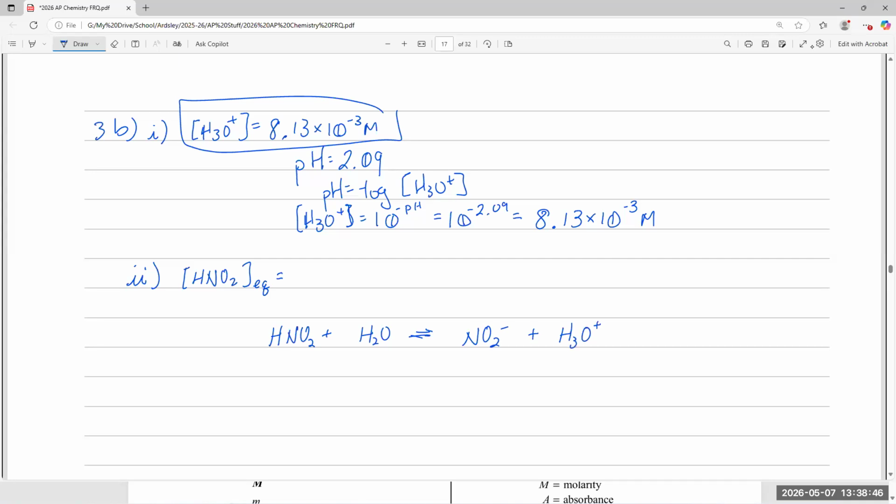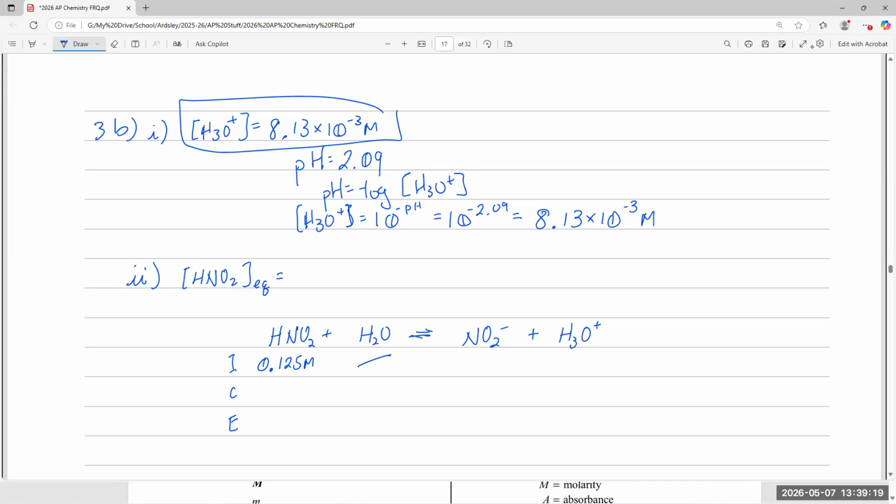All right, so now we have this. What do we know? We have the initial concentration of our HNO2, right? If you look in the question, it says, part B, solution of HNO2 with an initial concentration of 0.125 molar. So initial concentration of 0.125 molar is written here. And we don't care about water, right? Because in an equilibrium expression, liquid water is omitted. It's not part of it.